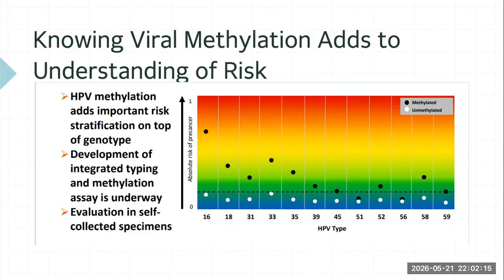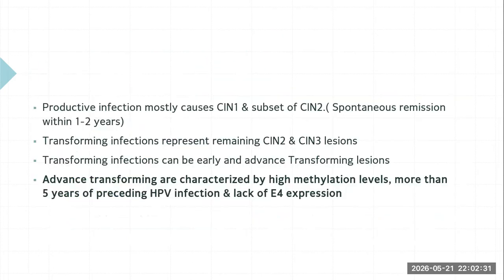Again, methylation patterns are being developed, which help in HPV methylation, adding important risk stratification on top of genotyping. I'm not going to go into the details because otherwise it will become very lengthy and extensive. Productive infection mostly causes CIN1 and a subset of CIN2, and they show spontaneous remission. So this is the biggest challenge, that if your immunity is good, not a challenge, it's a good thing, then all these infections will regress because the body has the innate capacity to fight the infection.